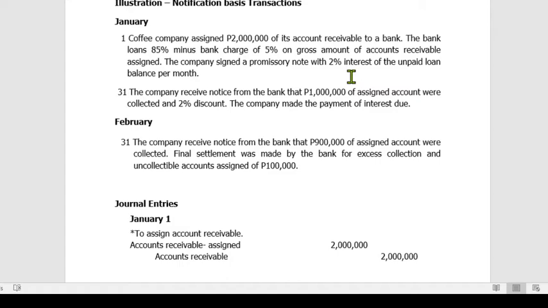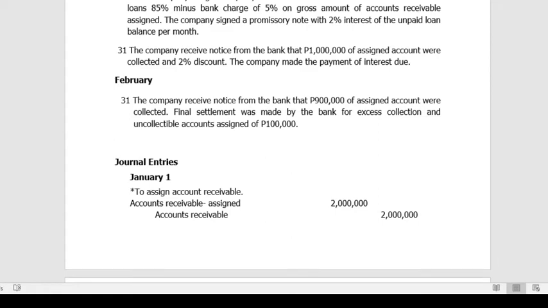So ikaw si coffee company, tandaan mo, notification basis ito. Under notification basis, aware na yung nangutang sa'yo na ang kanilang pagbabayad ay doon na kay assignee, doon sa bangko na. So how do you recognize the entry first? One, you debit accounts receivable assigned and then credit accounts receivable. So tina-transfer mo lang dating accounts receivable, ngayon inassign na siya for a more clear recognition of the financial statements. So naka-assign na yung 2 million.